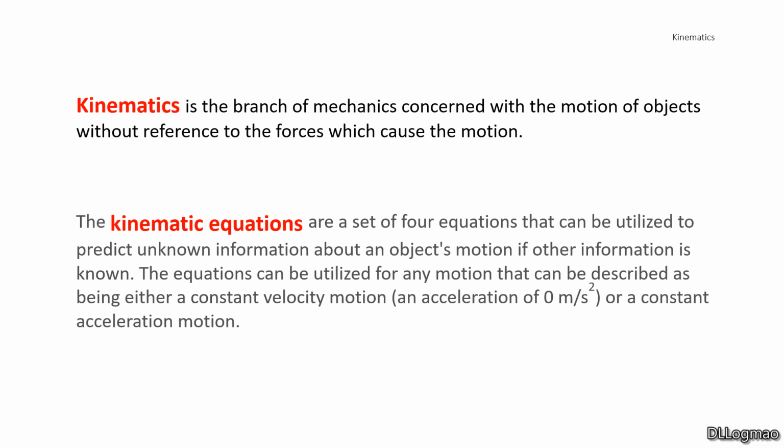The kinematic equations are a set of 4 equations that can be utilized to predict unknown information about an object's motion if other information is known. The equations can be utilized for any motion that can be described as being either a constant velocity or a constant acceleration motion.